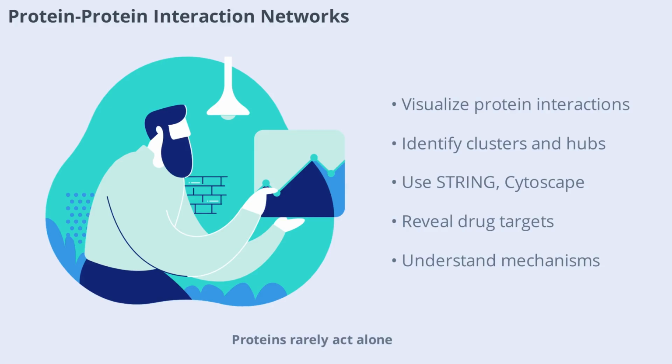Proteins rarely act alone. They interact with other proteins to carry out complex functions. Protein-protein interaction (PPI) networks visualize these relationships, revealing clusters and hubs that play central roles in cellular processes. Tools like STRING and Cytoscape are commonly used to construct and analyze PPI networks. Understanding these networks helps researchers identify potential drug targets and gain insights into disease mechanisms.